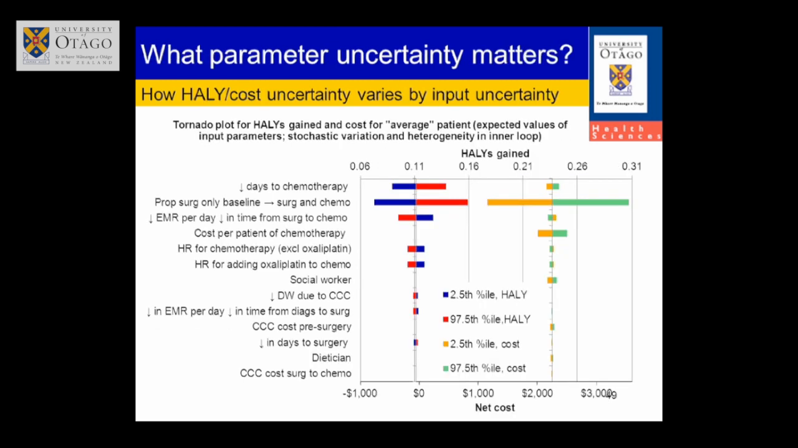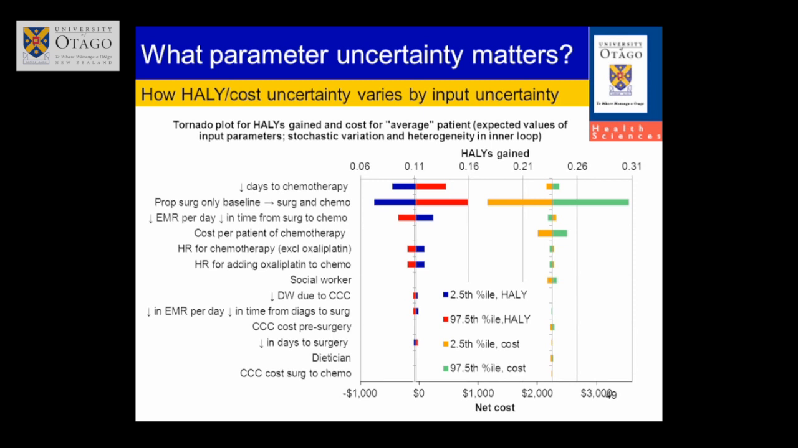Just going back to the components though of HALYs and cost, you can see that what's driving the uncertainty in HALYs and cost is that decreased days to chemotherapy, how much quicker you get people to chemotherapy, because we're very uncertain about that. And it plays out in the final HALYs, not so much in the cost. The proportion surgery only in the baseline who then get switched to getting surgery and chemo, we increase the uptake of chemotherapy. That's really important.